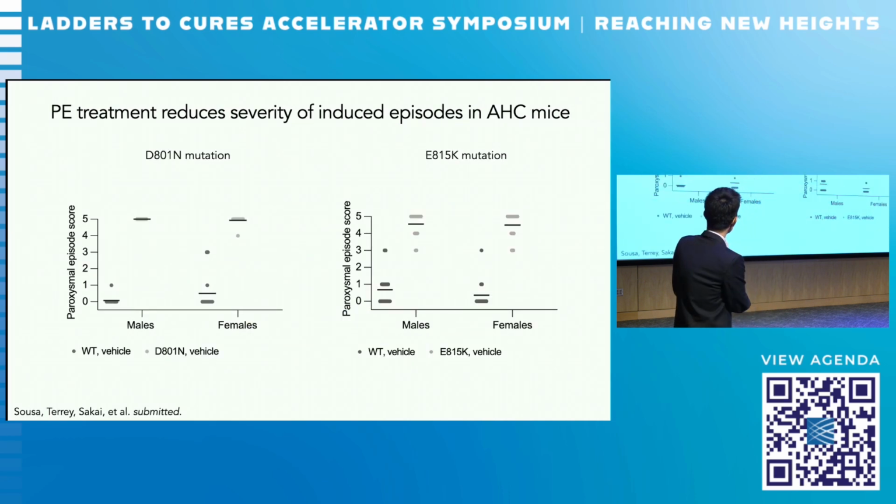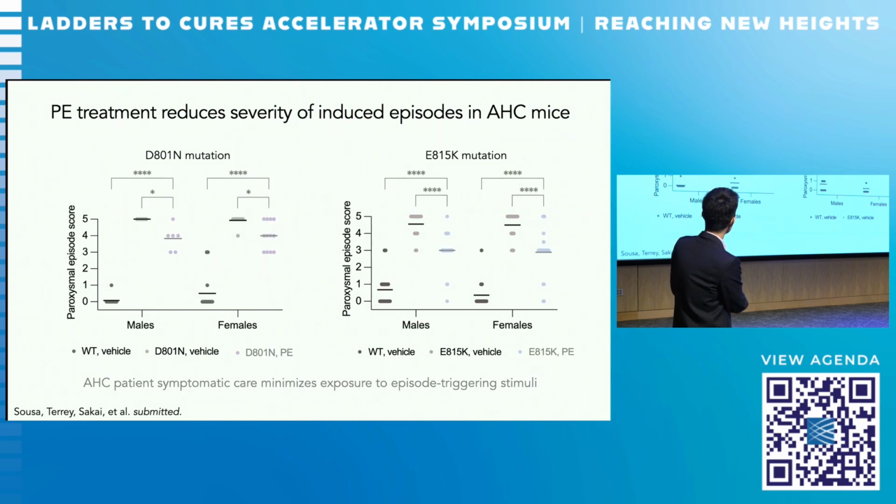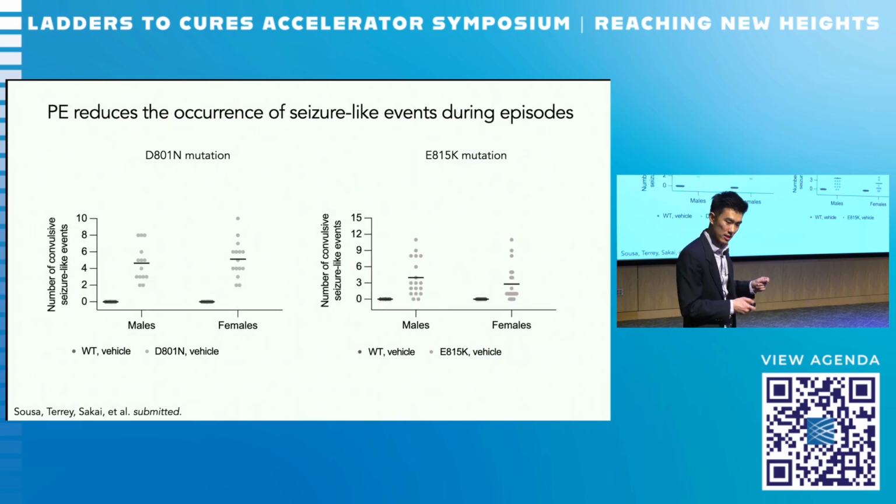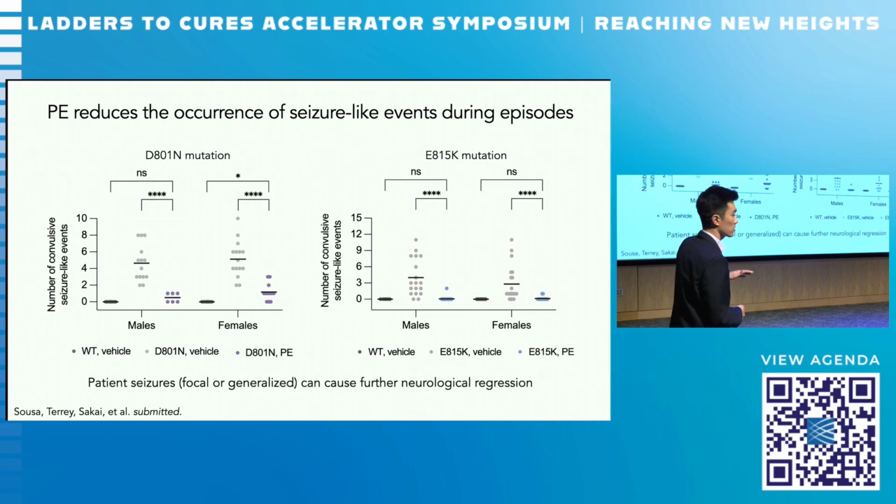So relative to HC mice, which score very highly on the scale, we can significantly reduce the qualitative severity of these episodes. But more excitingly and quantitatively, we can measure the most severe events, specifically these tonic-clonic-like seizures. And relative to HC mice, we can essentially restore the number of those events back down to baseline.